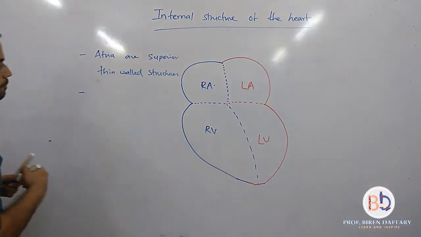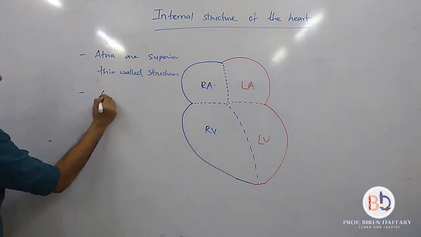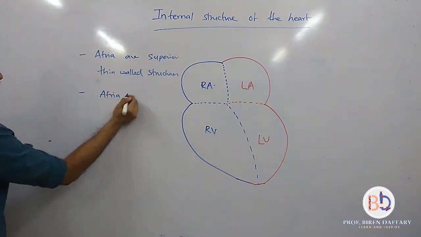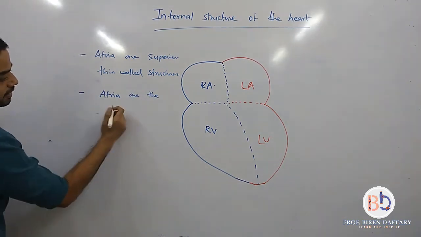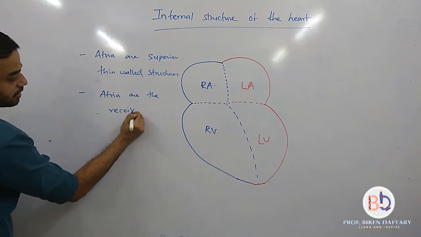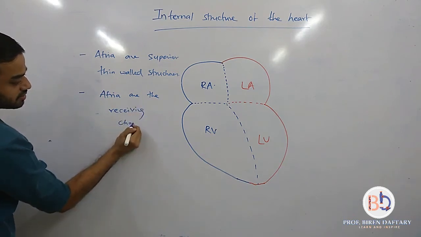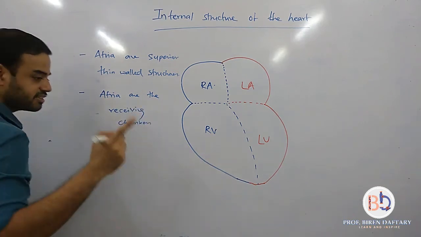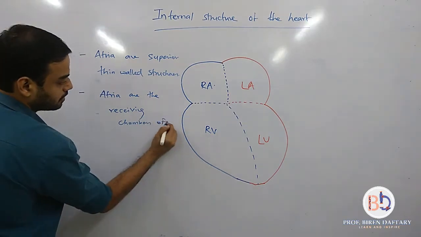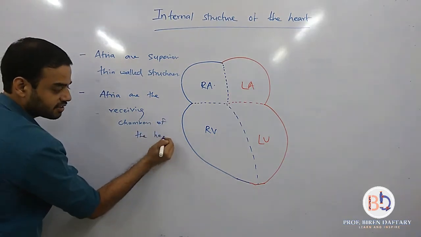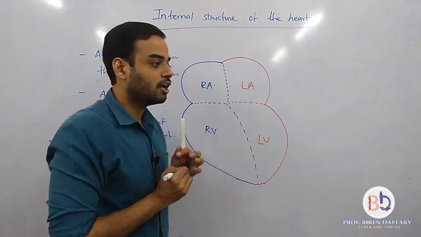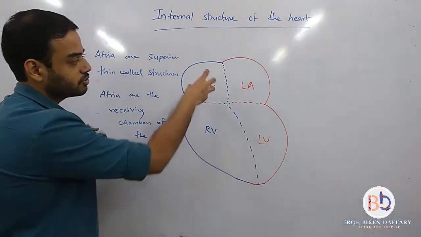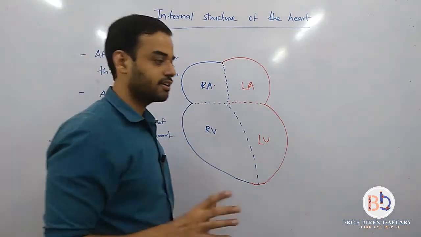So the second point will always be that atria are the receiving chambers of the heart because they receive the blood first. Is this clear? So now you have finished with the description of the atria. Now again, like the external structure, you have to explain which vessels are connected.